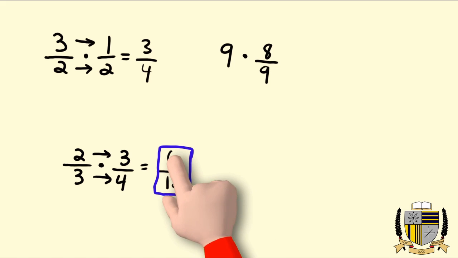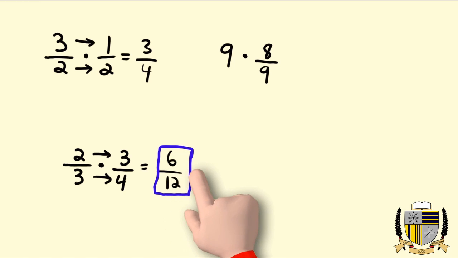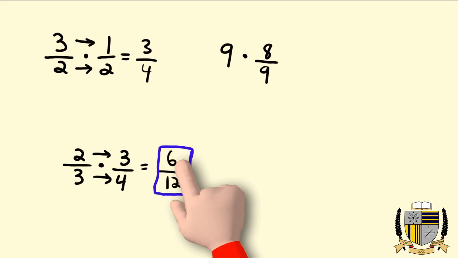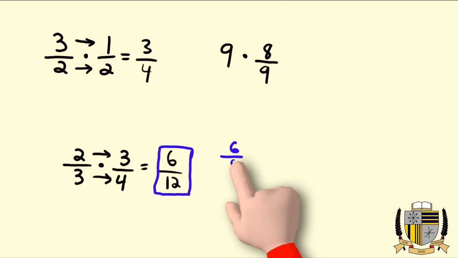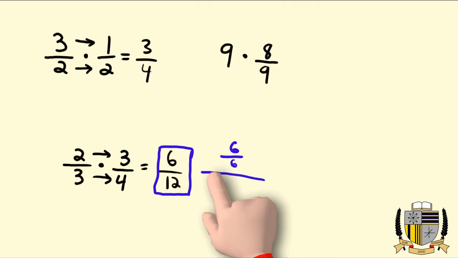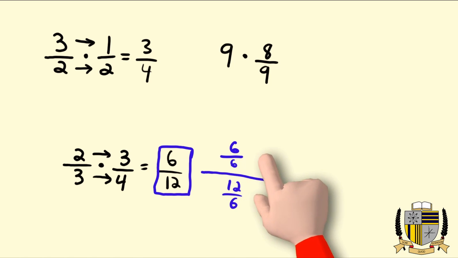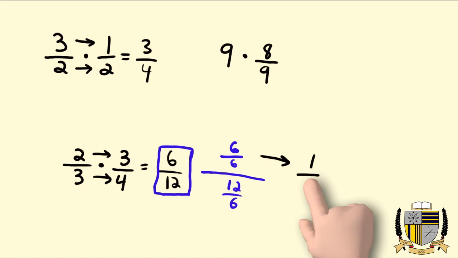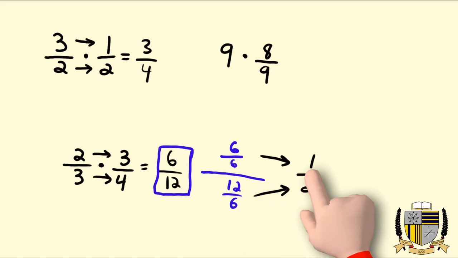I can find the greatest common factor between 6 and 12. It's going to be 6. So it's going to be 6 divided by 6, and 12 divided by 6. 6 divided by 6 is equal to 1, and 12 divided by 6 is equal to 2. So that's going to be the answer.